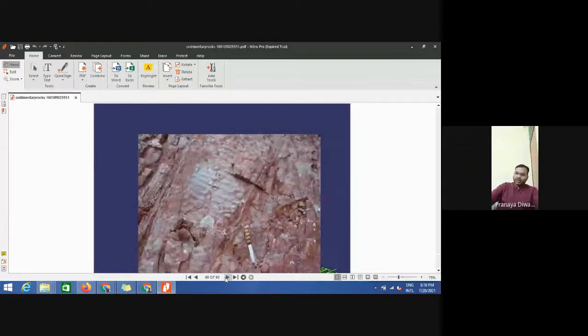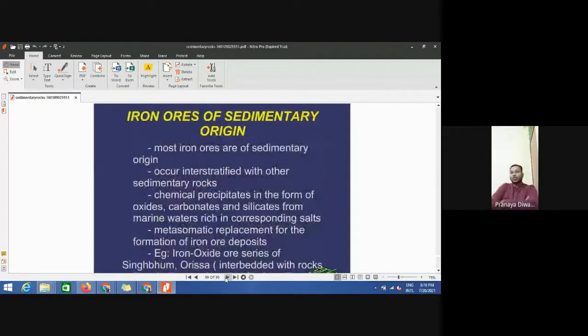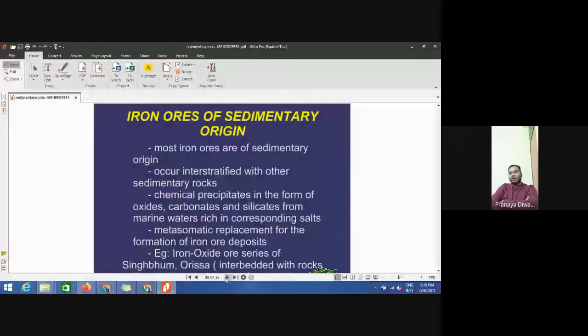Then you have iron ore of sedimentary origin. Most iron ores are of sedimentary origin, occurring interstratified with other sedimentary rocks. They form as chemical precipitates in the form of oxide, carbonate, and silicate from marine water rich in the corresponding salts. Metasomatic replacement also contributes to the formation of iron ore deposits, for example the iron oxide ore series of Singhbhum, Orissa.